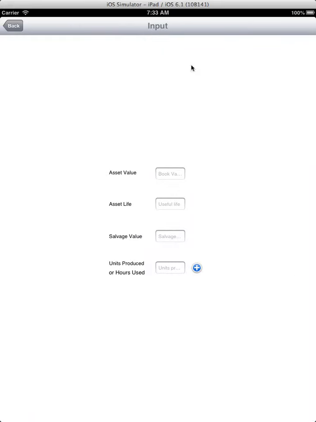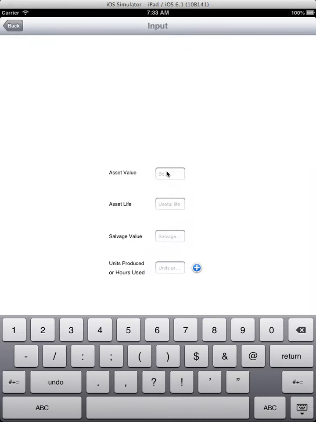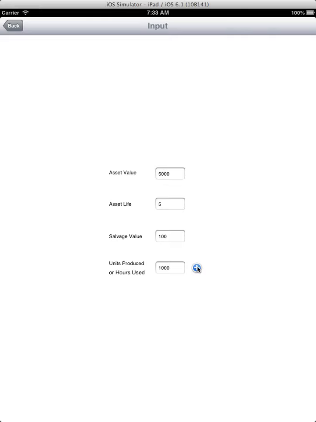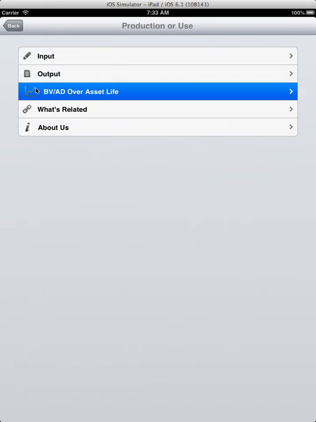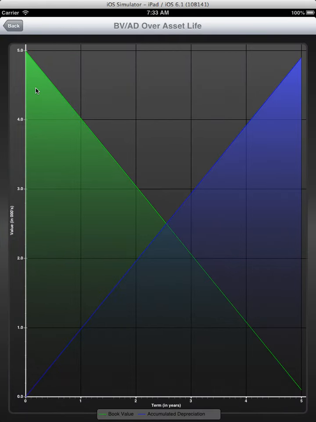Production or use. Here again we specify the asset life, the salvage value, and how many hours or units are produced per year: first year, second year, third year, fourth year, and the fifth year. And then we see the output depreciation schedule, and this is the graph of the book value that is declining and accumulated depreciation that is actually increasing.